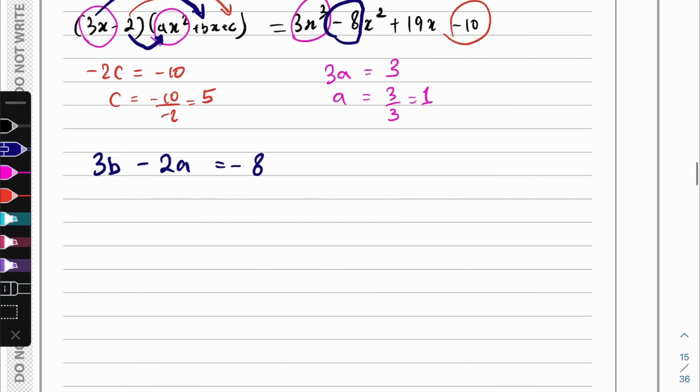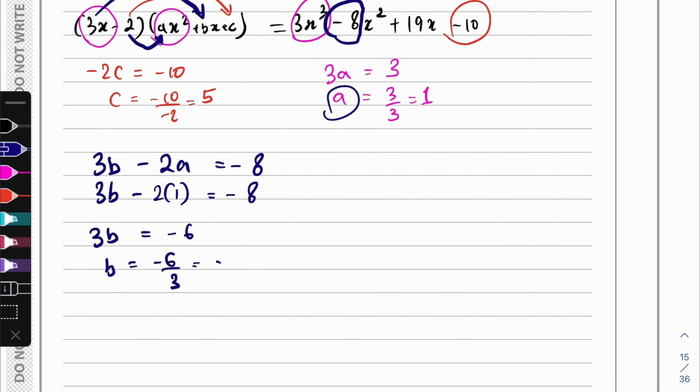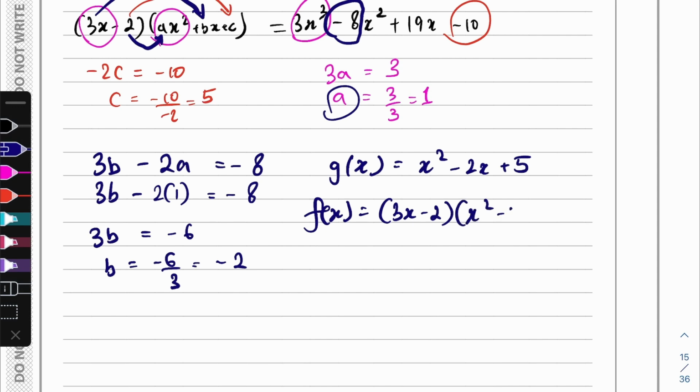So can we do this? Do we know a? Yeah, we do know a. So it's 3b minus 2 times 1 equals negative 8. So 3b equals minus 8 plus 2, which is minus 6. So b equals minus 6 divided by 3, which is minus 2. So we have the values. So now we have g of x equals, a is 1, so x squared, b is minus 2x, c is plus 5. So we can now rewrite the equation as f of x equals (3x minus 2)(x squared minus 2x plus 5). So that's our final answer.